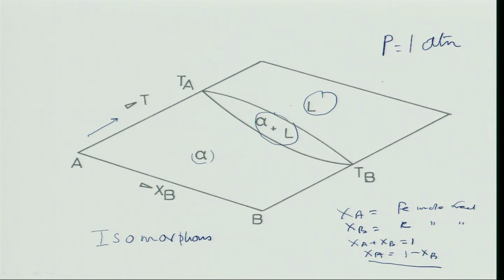There are two boundaries you see here between alpha plus liquid and the alpha: one is the lower boundary, one is the upper boundary. The lower boundary is known as solidus. On the other hand, the upper boundary, or the boundary between liquid and alpha plus liquid, is known as liquidus. Please remember these words. These are very sacrosanct, you can't change. So, the lower boundary is solidus, the upper boundary is liquidus.